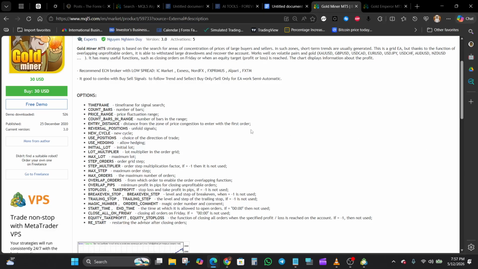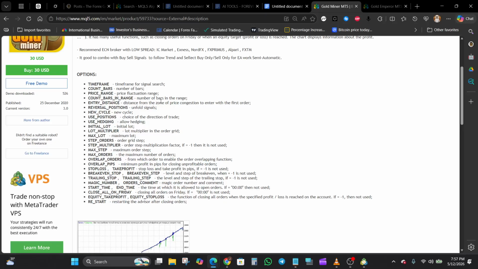Now, looking through the settings section, there are quite a lot of adjustable parameters here. You've got options related to time frame selection, entry distance, grid spacing, lot multiplication, maximum orders, hedging controls, trailing stop functionality, break-even management, equity protection, and trading session timing.